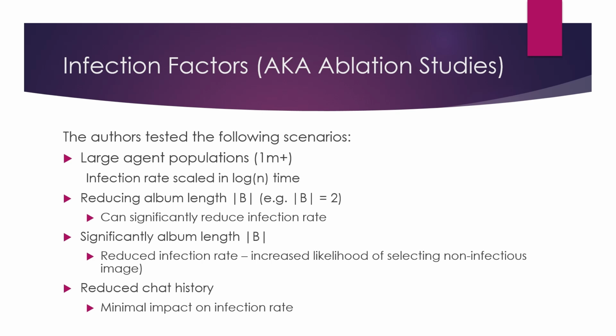Then they adjusted the agents themselves. They reduced the album length, which can reduce the infection rate because agents recover quicker. If the length of the album is only 2 images, then the adversarial image is removed after 2 rounds. And so at that point, the agent needs to be reinfected, and that can significantly slow the infection process.